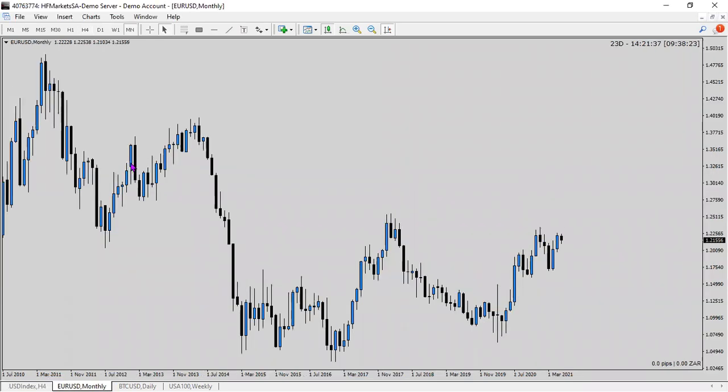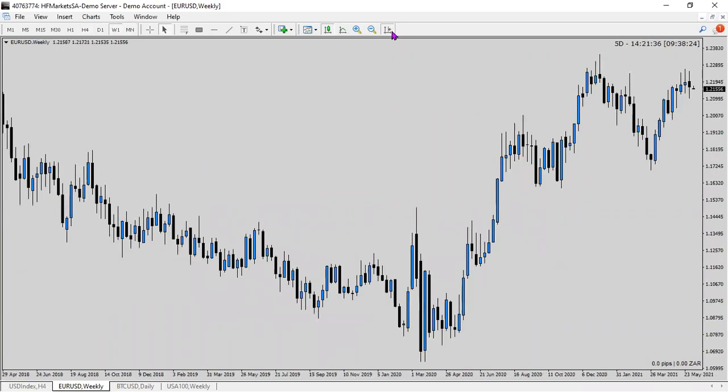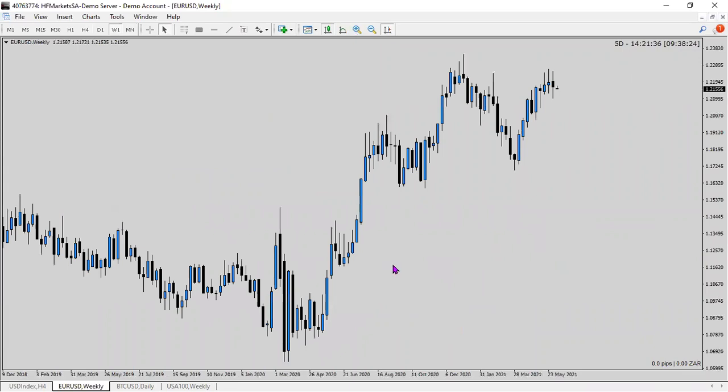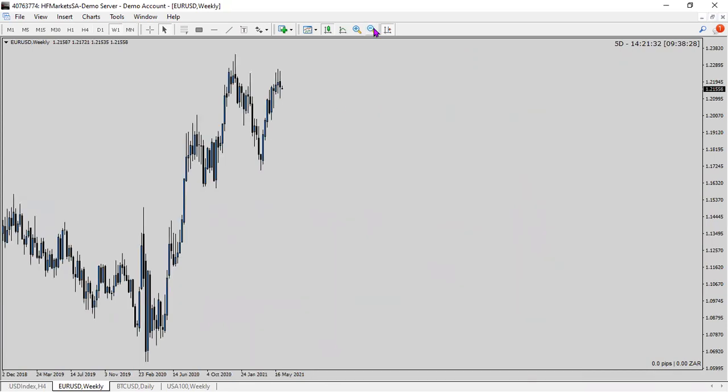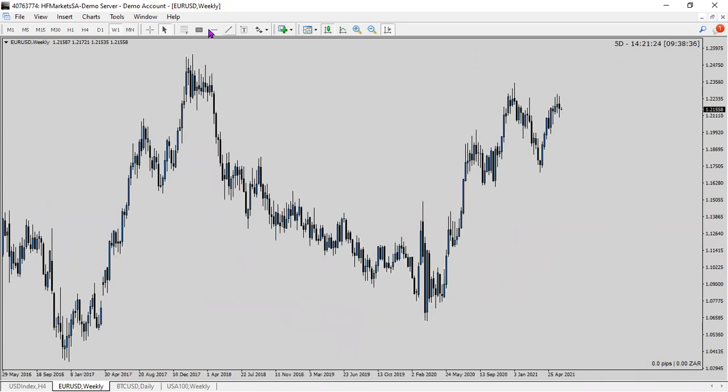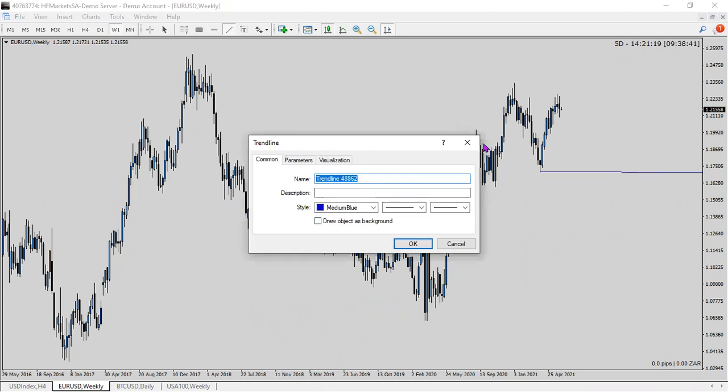Moving on to the Euro USD. Looking at the Euro USD, we're looking at the weekly chart. We can see the price came off this low in here to the upside. We can see we're at a previous high right now.